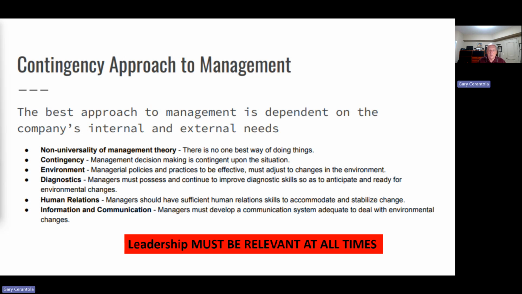And so from a diagnostics point of view, managers have to possess and continue to improve their diagnostic skills to anticipate and get ready for environmental changes. And also, you really should have not only your predominant styles that you're really comfortable with, but a few more management styles and management decision-making styles to be able to suit the situation, right? And optimize the outputs and optimize your communication and leadership with the team that you're working with.